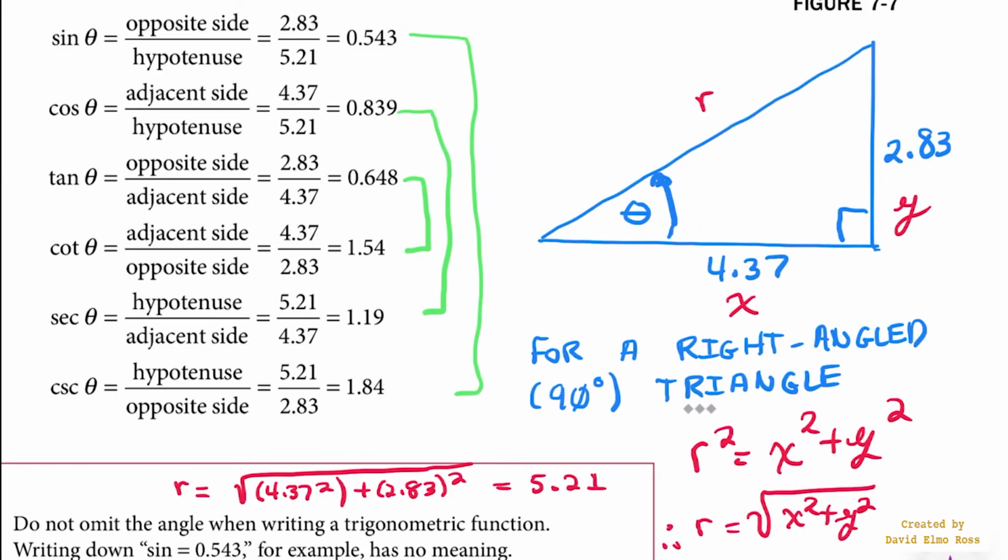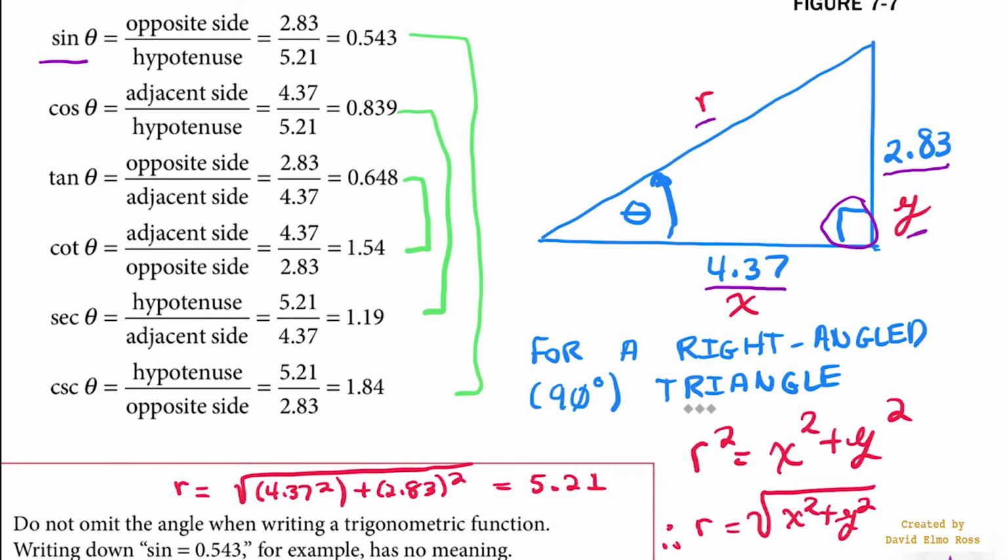If you're given a triangle, such as one side is 4.37, the other side is 2.83, and it has a right angle here, or 90-degree angle, then the sine of theta here is going to be opposite, which is the y value, over the radius, or hypotenuse.